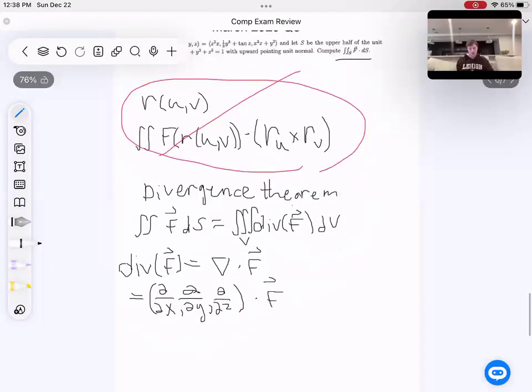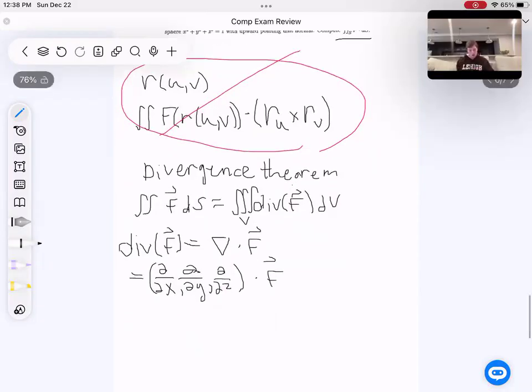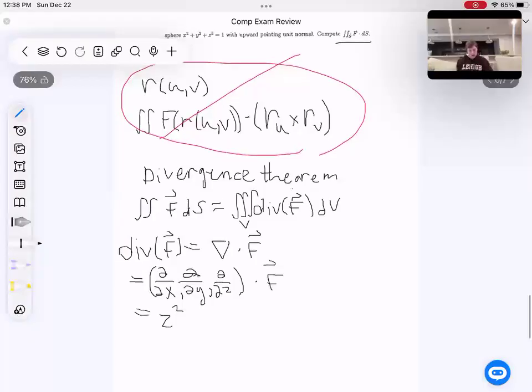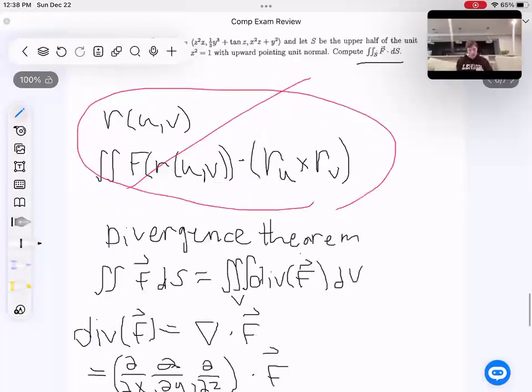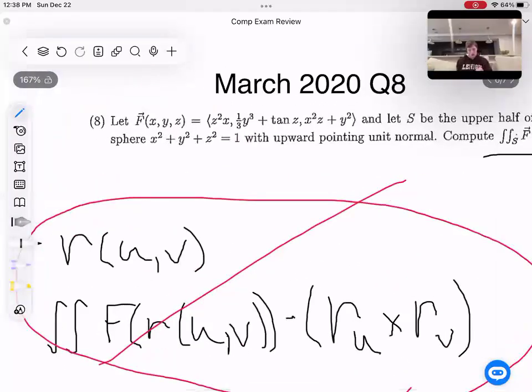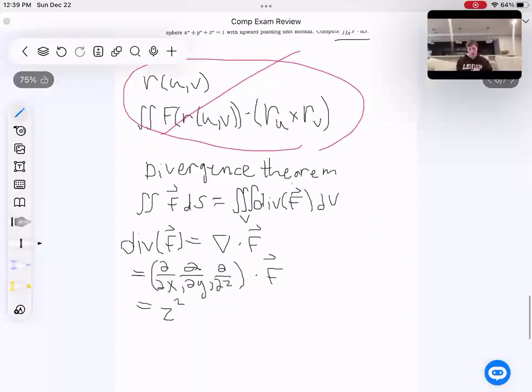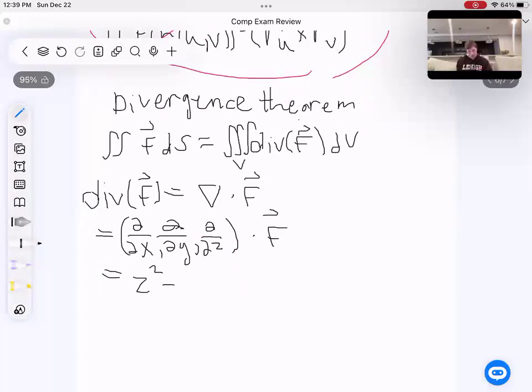So taking a look at that, let's take the partial derivative of our first component with respect to x. And when we do so, remember, we're treating that z squared like a constant. So that is going to give us z squared. Okay, that's easy enough. Then taking a look at our second component, we're going to take the derivative of this with respect to y. So 1/3 y cubed is going to become y squared, and that tan z is going to basically disappear. So that's just going to give us plus y squared.